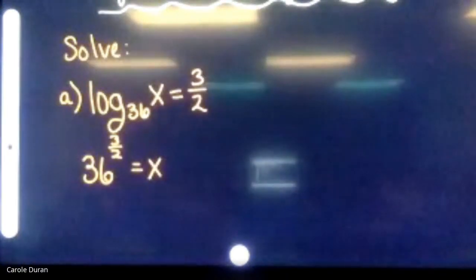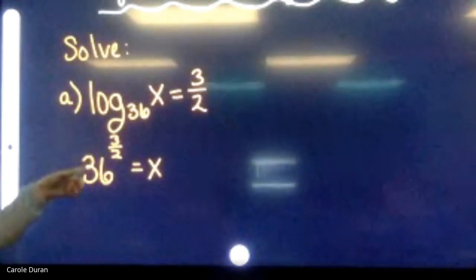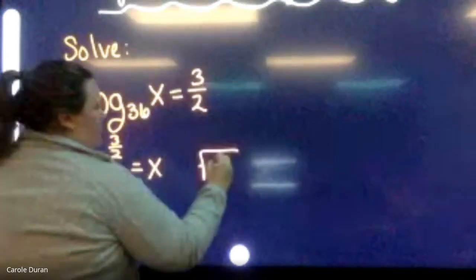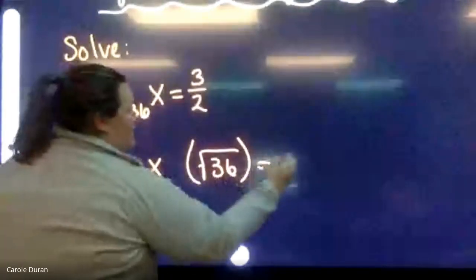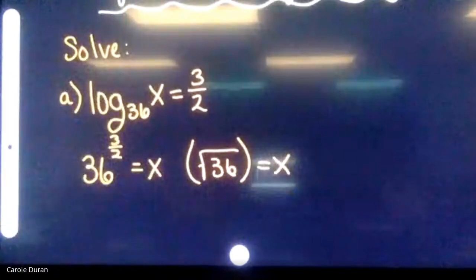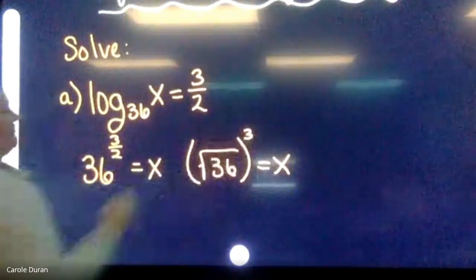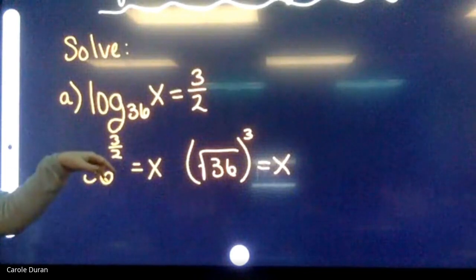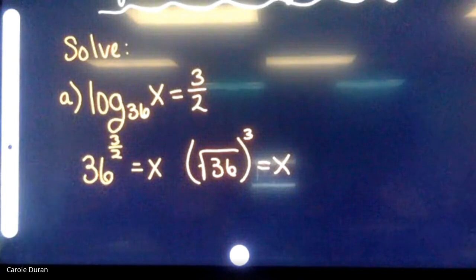I have a fractional exponent. What can I do with that? Power over root. So this says that I'm taking the square root of 36 to the 3rd power. This is the same as 36 to the 3 halves. The 2 on the bottom says I took the square root. The 3 on the top says I'm raising my answer to the 3rd power.